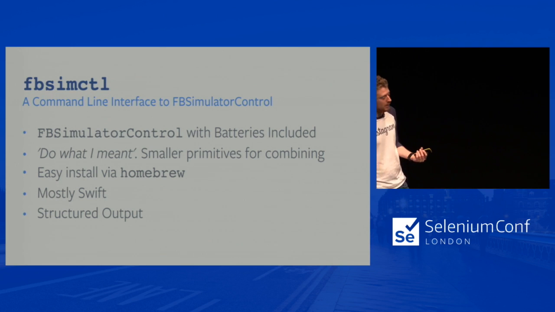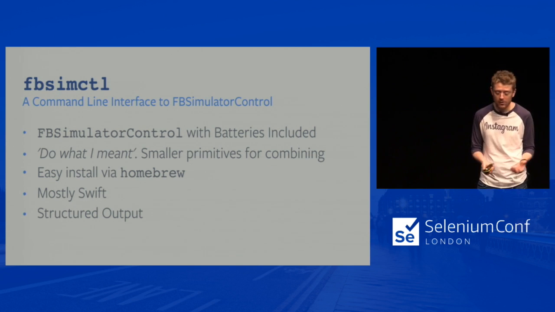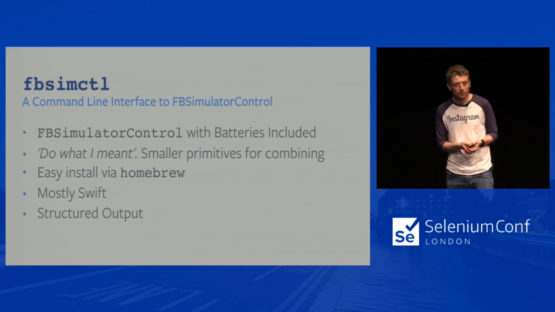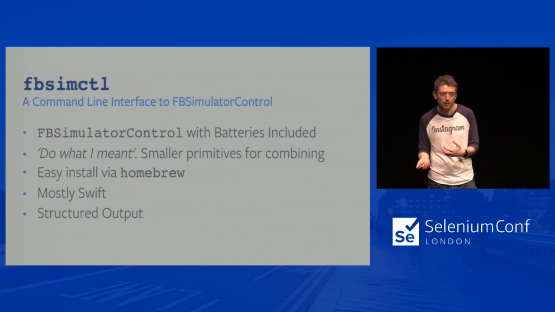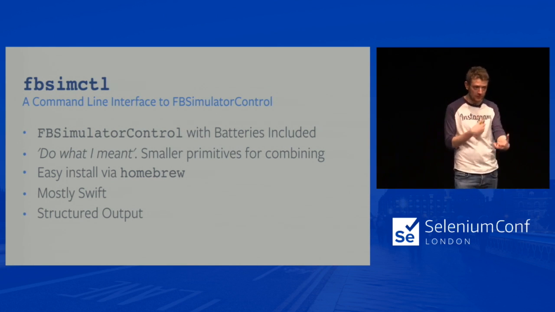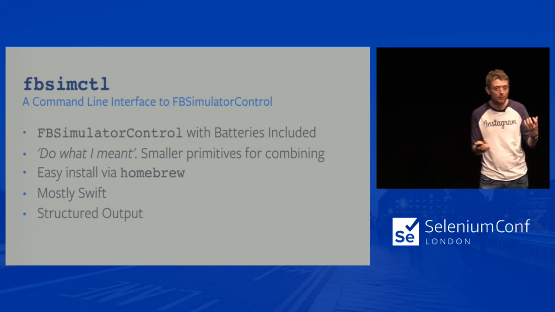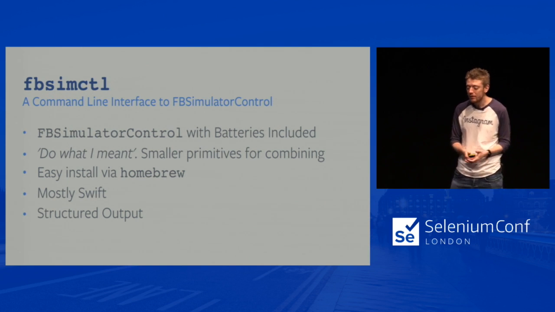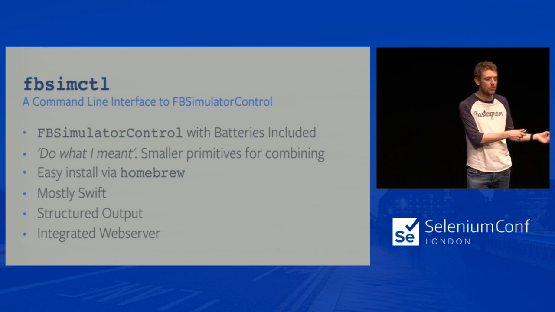It also provides structured output, which aids in the integration with your continuous integration systems. Many of the existing command line tools within the Xcode ecosystem that come out of the box with Xcode don't necessarily have structured output, which means you end up having to parse strings and so on. FSMCTL can output each event as a single line of JSON, which means that the caller of the process can do useful things with that information. And it also has an integrated web server. This means that you can control a simulator remotely from another machine.